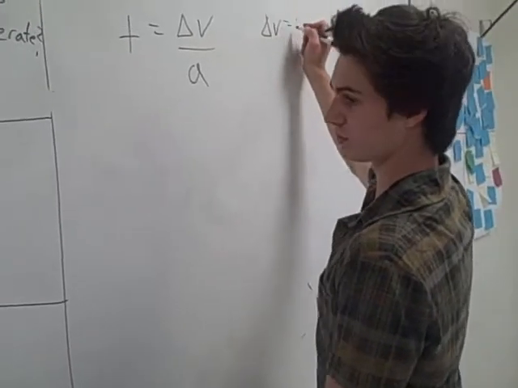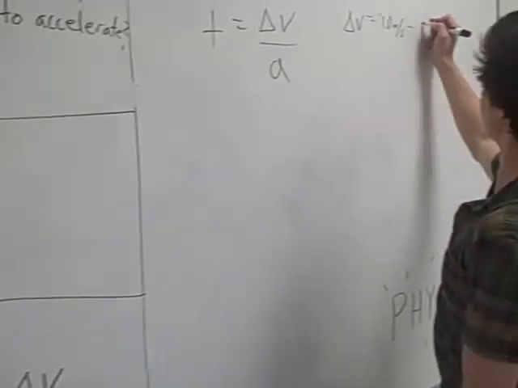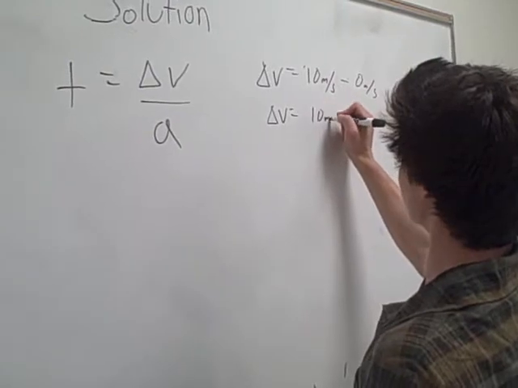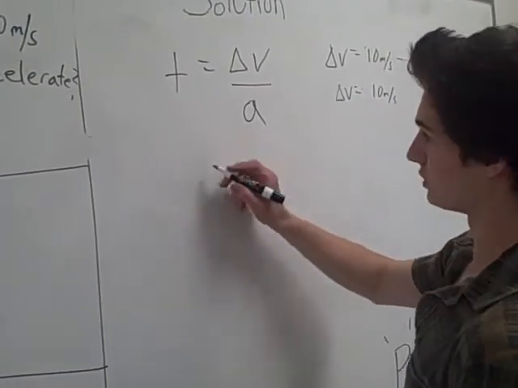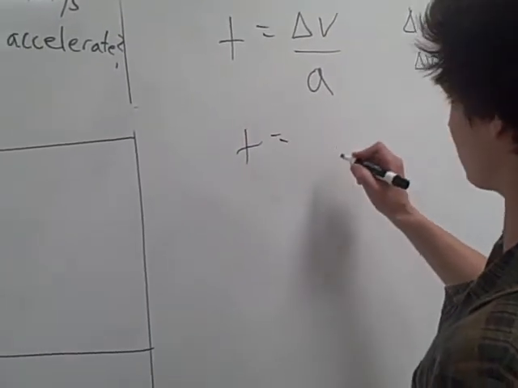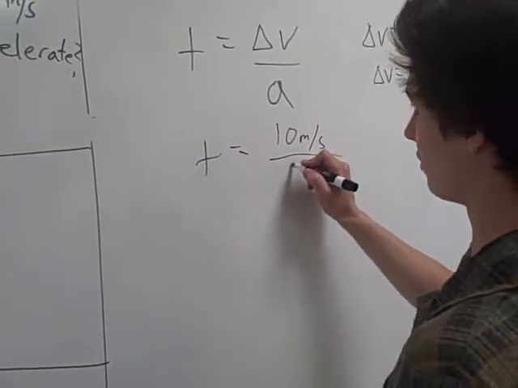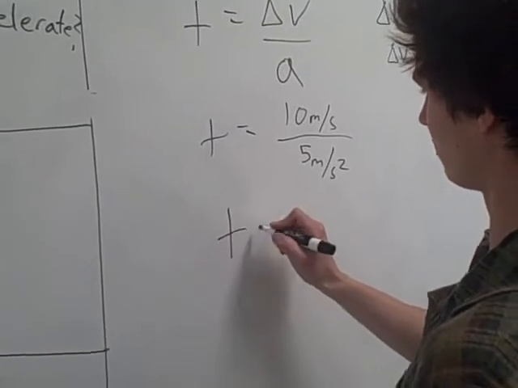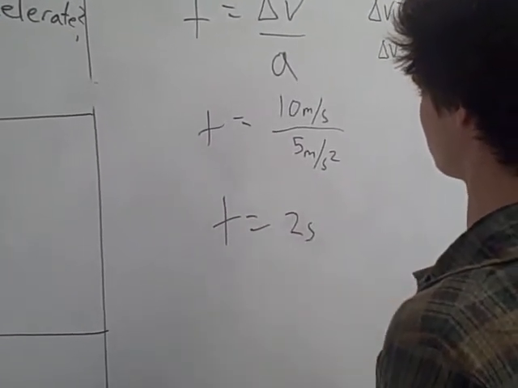So we can do that on the side. Delta v equals v2, 10 meters per second, minus 0 meters per second. So delta v equals 10 meters per second. Our acceleration, as we said, was 5 meters per second squared. So we divide those two numbers, and we get time equals 2 seconds.